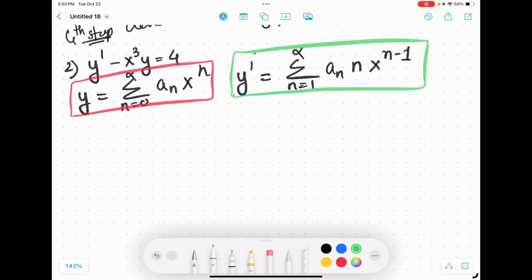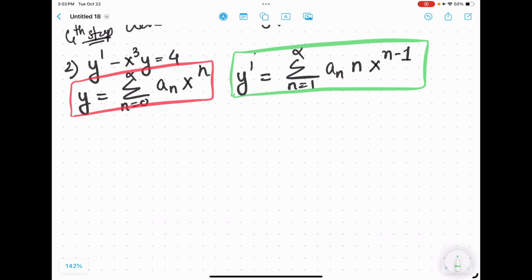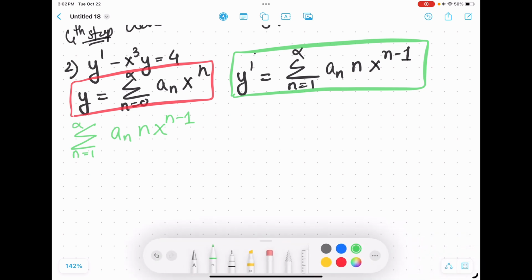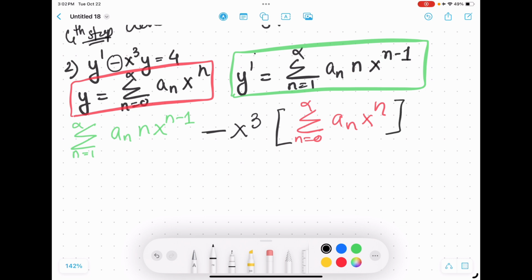So I have my y prime first, so we're going to write the y prime first. So I have summation n equal to 1 to infinity a sub n times x to the power n minus 1. Then I have my minus, and then I have my x cube, and then I have my y. So again, substituting them over here. All right, equals 4. Can't forget what I have for my right-hand side. Okay, now the first step is done, okay?